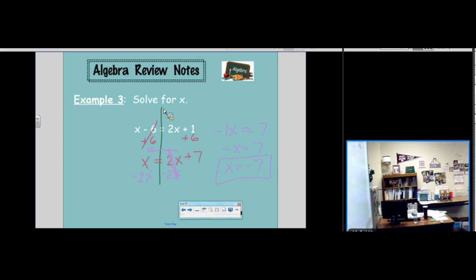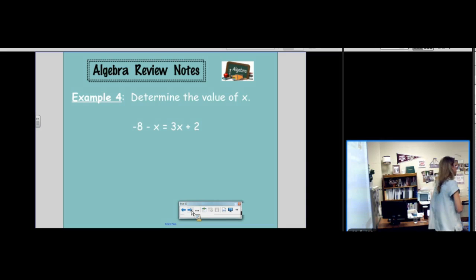Now, you're taking a quiz, and you're like, ooh, I don't know if my answer's right. That looks weird. So you go to your calculator, and you do negative 7 minus 6. You get a number. And then you do 2 times negative 7 plus 1. And both times, you should get negative 13. If they equal each other, then you did it right. And don't worry, we did it right.